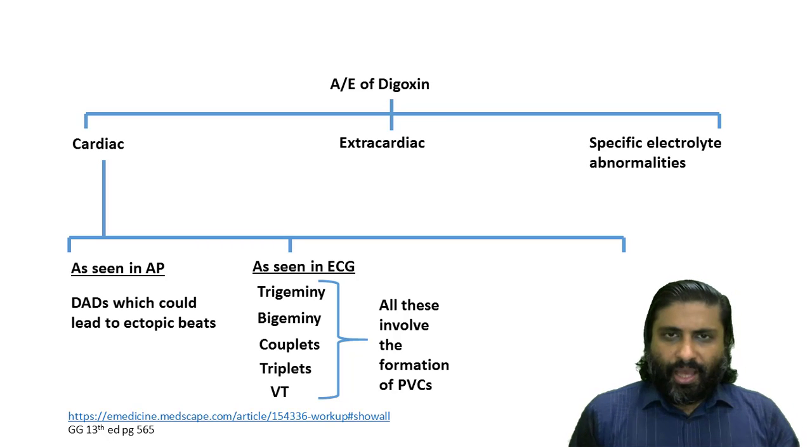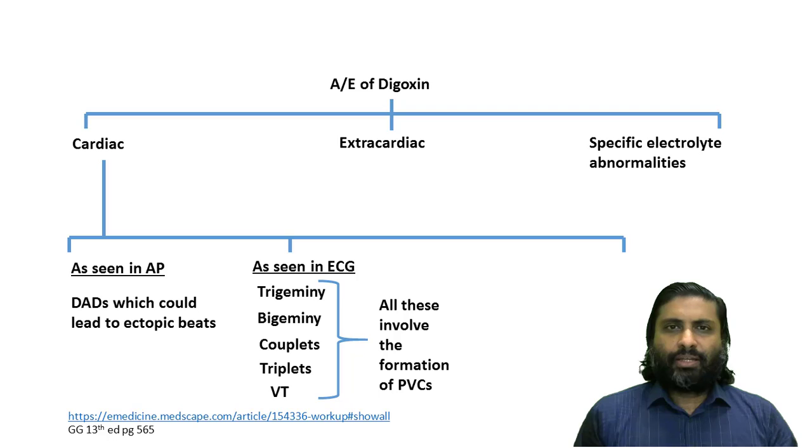So, the adverse effects of digoxin may be cardiac, extracardiac, or specific electrolyte abnormalities. When we talk about the cardiac abnormalities, we can talk in terms of the action potential or the ECG. In terms of the action potential, toxic effects of digoxin include the formation of delayed after depolarizations that can cause ectopic beats or extrasystoles. In the case of the ECG, we will find premature ventricular contractions that may present themselves in various patterns, like for example a trigeminy, bigeminy, couplets, triplets, or indeed ventricular tachycardia or fibrillation.